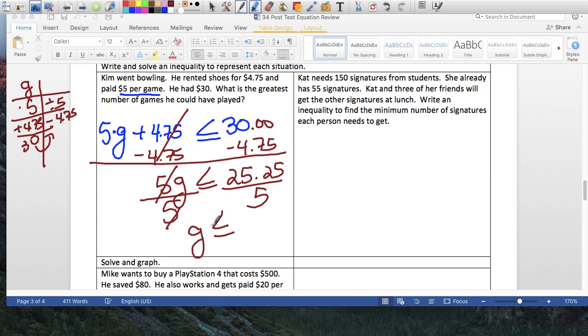So the number of games that he could have played was 5.05. But obviously you can't play 5.05 of a game, so the greatest number of games that he could have played was actually 5. Okay, he could have played up to 5 games.